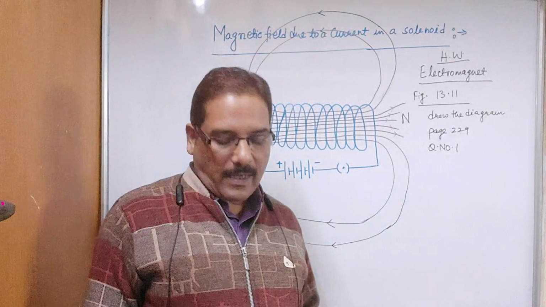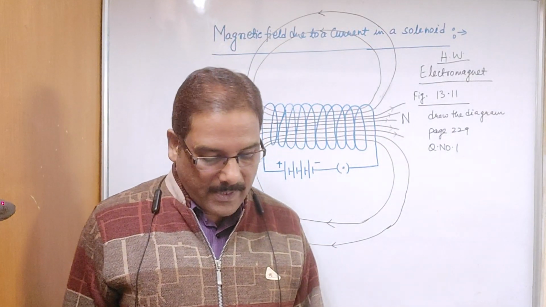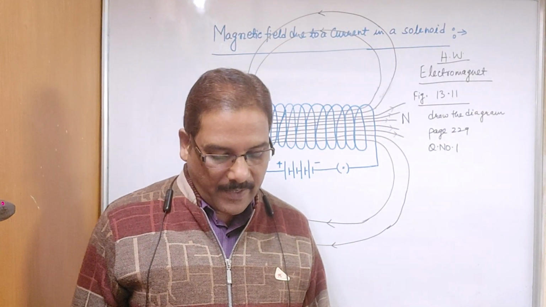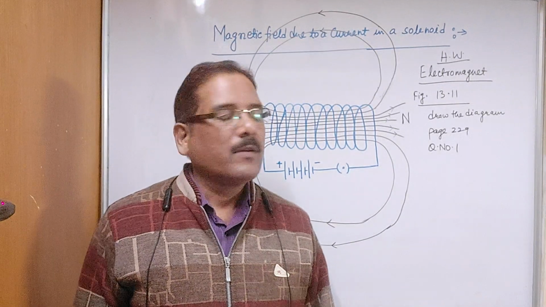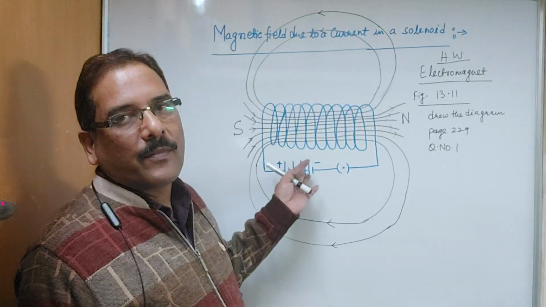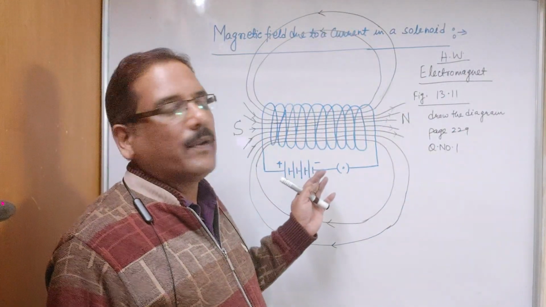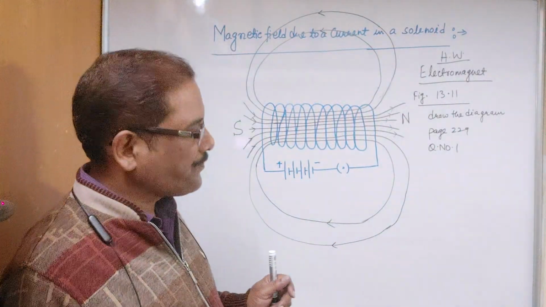But first try yourself. Then second question. The magnetic field in a given region is uniform. Draw a diagram to represent it. So either you will draw this diagram or the magnetic field around a bar magnet.